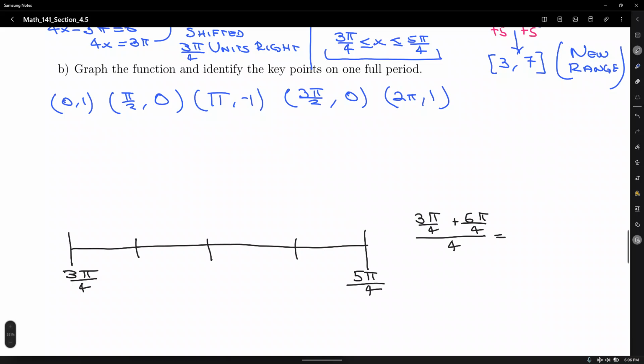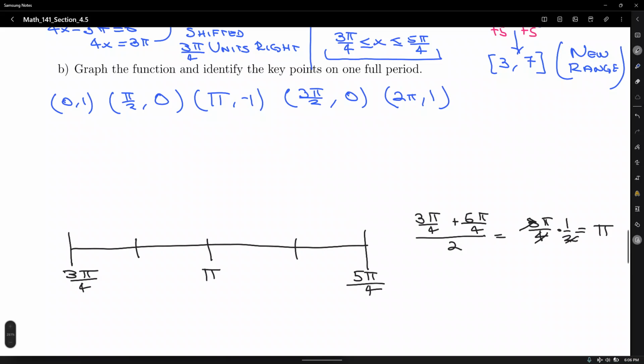3 pi over 4 plus 5 pi over 4, that's 8 pi over 4. But instead of dividing this by 4, I'm going to multiply by 1/4. It would be easier. Well, not 4, it's actually by 2. Okay? So 4 times 2, which is 8, cancels this 8 right here. So that's going to leave us pi. All right? So that is pi.